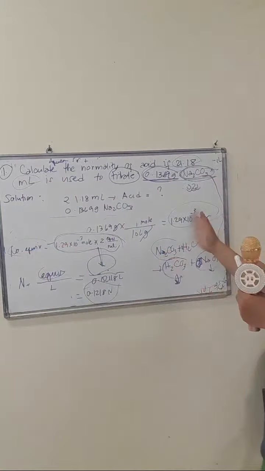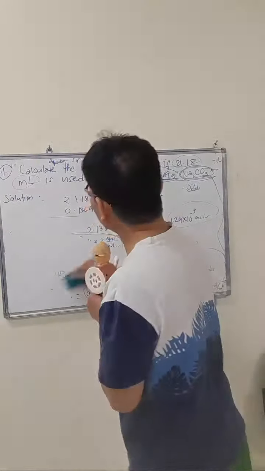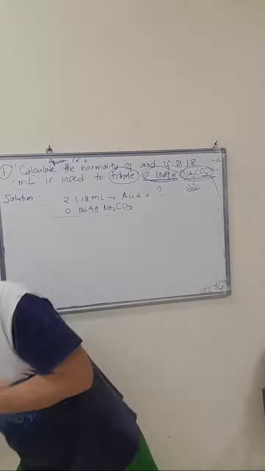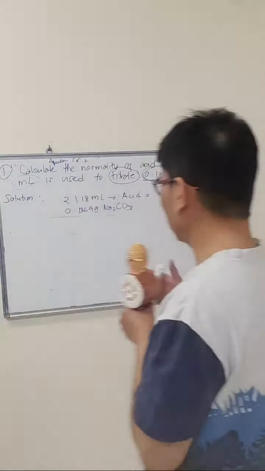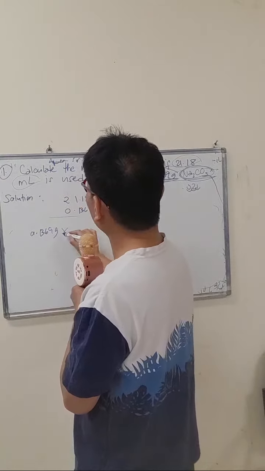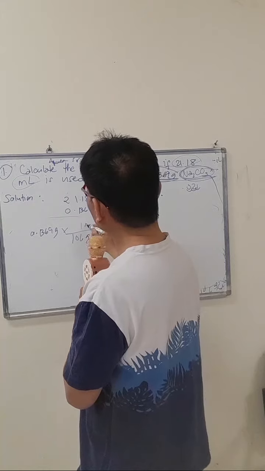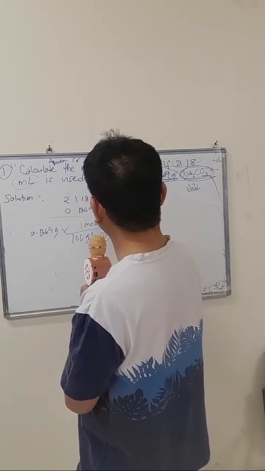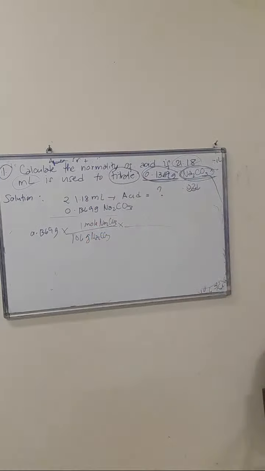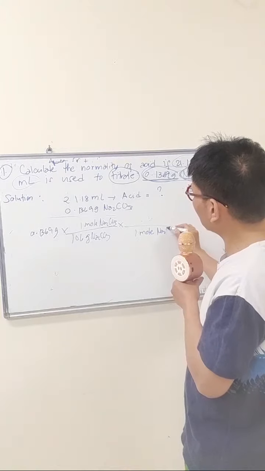Or the other way around, you can continue with the conversion instead of the formula. There are a lot of methodologies for how to solve this. So, 0.1369 grams, and you have 106 grams of sodium carbonate per 1 mole. In your chemical reaction, the sodium carbonate is 1 mole.